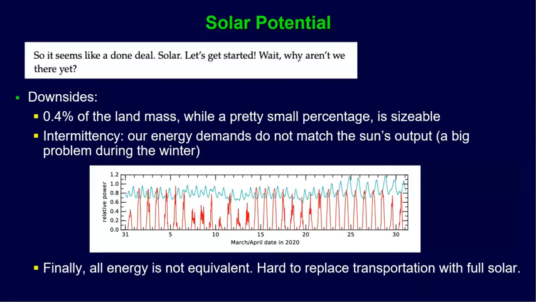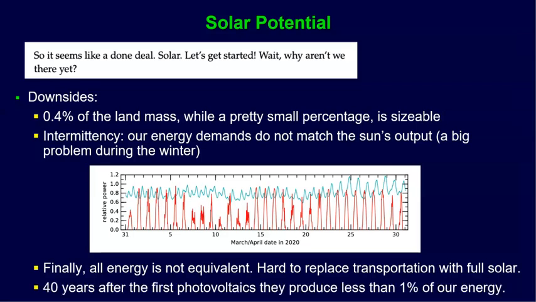And then finally, all energy is not equivalent. There are some things that solar just doesn't seem to work super well for. So it's not going to be this great solution. These are just some of the reasons that, 40 years after the first photovoltaic was invented, they still produce less than 1% of our energy.